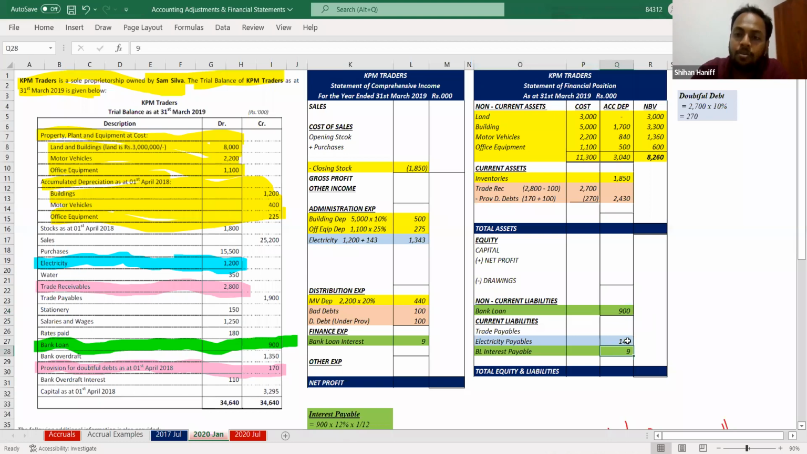Interest payable also: if the total interest is paid, there is no interest payable. But in this question, the payment is done in the next financial year.